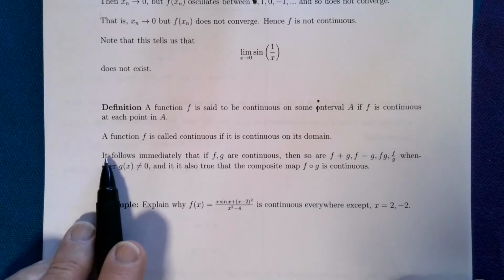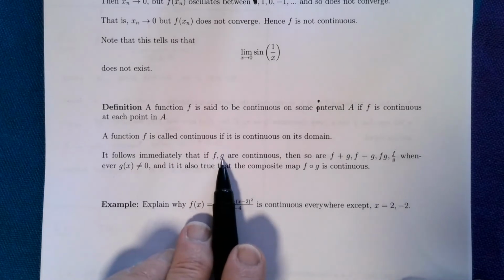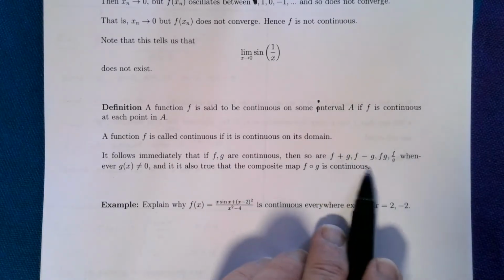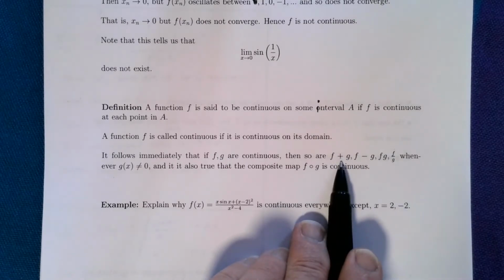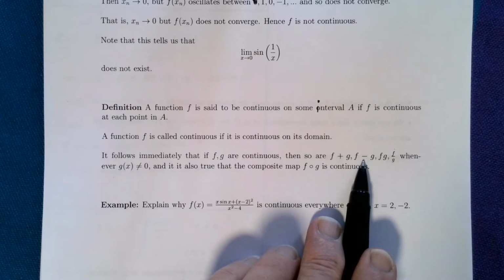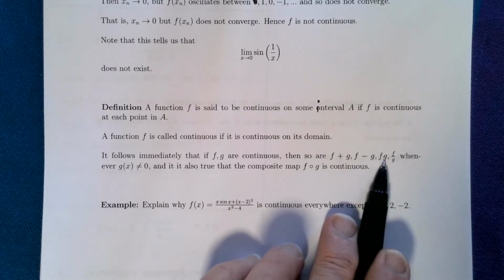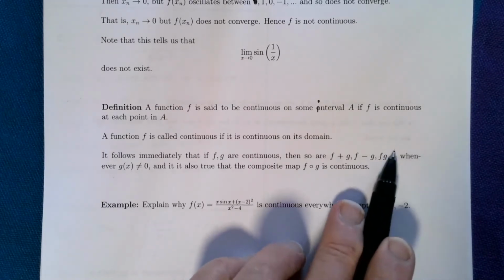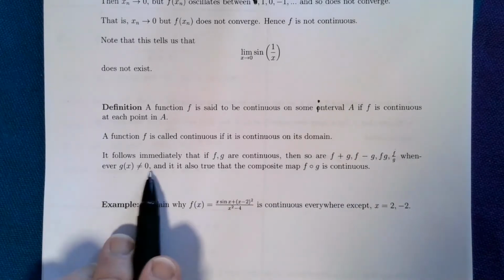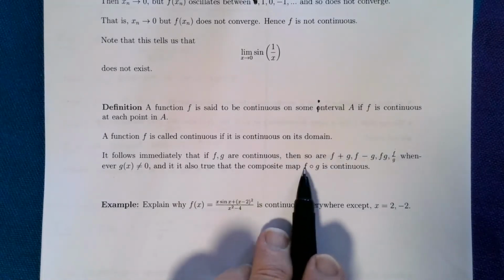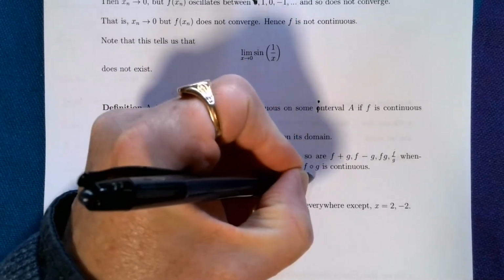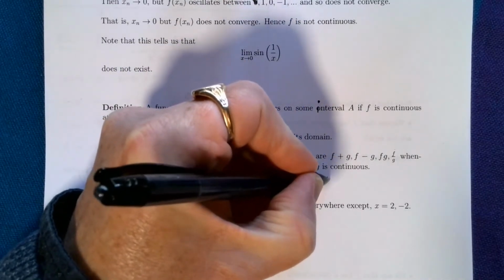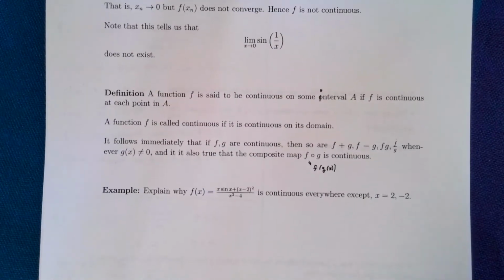So it immediately follows that if f and g are continuous, then so is f plus g. We can add two continuous functions, the answer is continuous. Subtract two continuous functions, the answer is continuous. Multiply two continuous functions, the answer is continuous. We can divide, provided we don't divide by 0. And we can also take the composition of two functions, f circle g, that is f of g of x. We can take the composition.